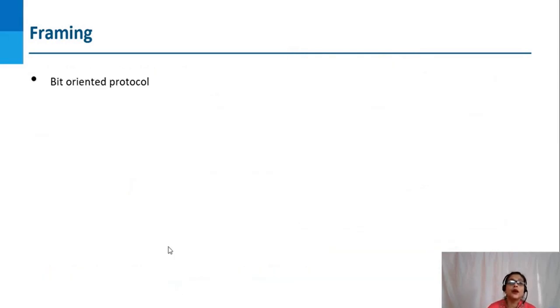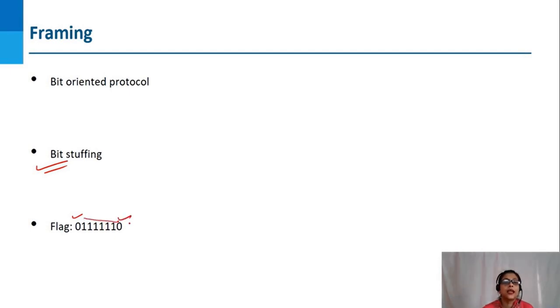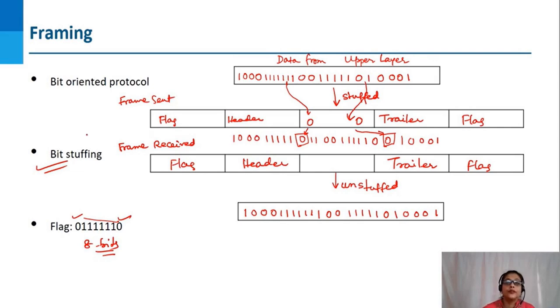Let us understand now the bit-oriented protocol. And here, just like the character-oriented protocol, we will have the concept of bit stuffing. Now the flag for bit stuffing is an 8-bit number that starts with 0 and then there are 6 ones and ends with 0. So 8 bits. So let us understand them with the help of this example. Let's say we have the data from the upper layer and it consists of these numbers.